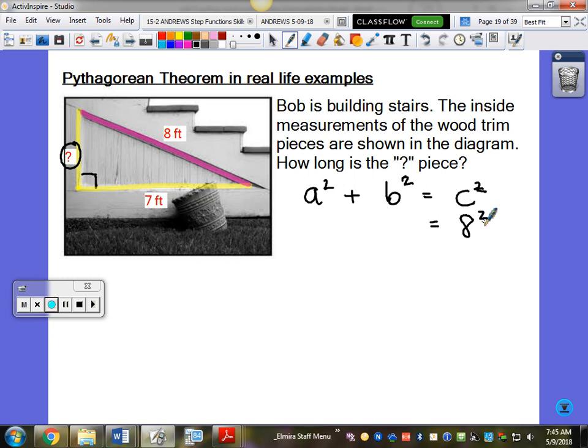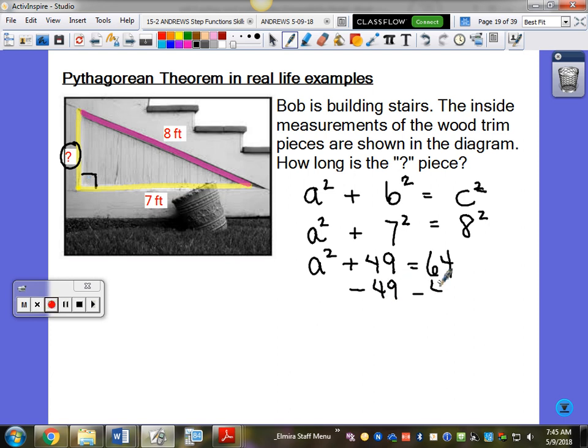So in today's lesson, guys, you're going to have the last two lessons' types of problems mixed up. Sometimes you're finding legs, sometimes you're finding hypotenuse. So the question mark piece is a leg. I'm going to leave that a, and then the other leg is 7. So I always leave the variable first. a squared plus 49 equals 64. Basically, we're finding how long this piece is.